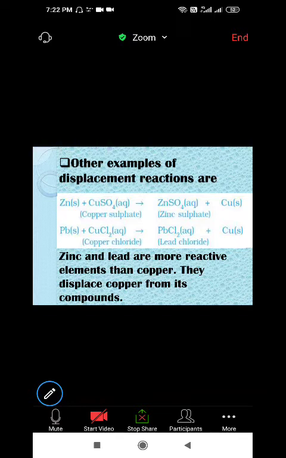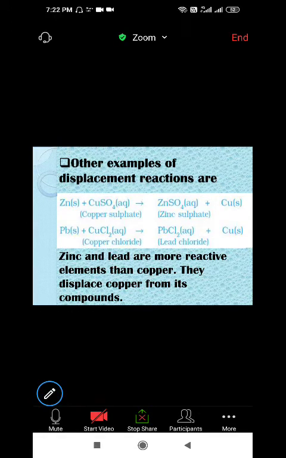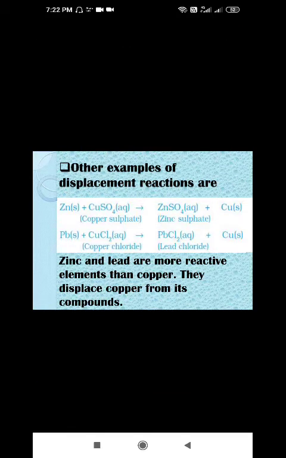Let's read what is written over here: zinc and lead are more reactive elements than copper. They displace copper from its compounds. Understood, everyone? I hope you will keep in mind that displacement reactions take place based on the principle of the reactivity series. The more reactive metal is going to replace or displace the less reactive metal from its solution.